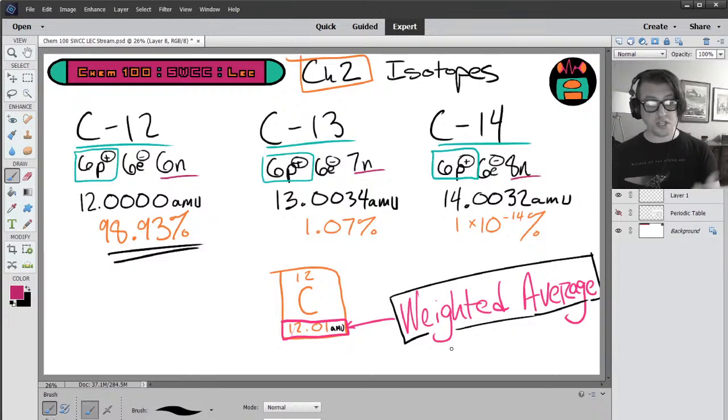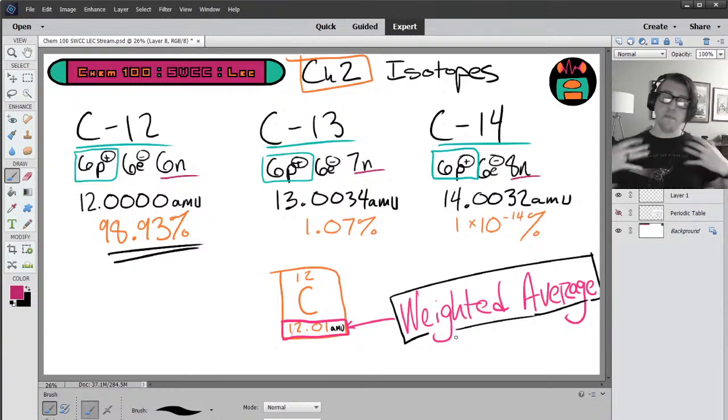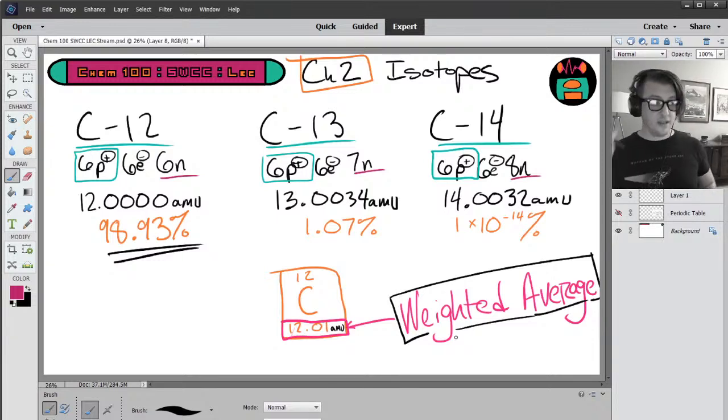But changing the number of neutrons in a nucleus doesn't change the chemical behavior of a compound. Changing the protons will, changing the electrons will, but changing the neutrons doesn't affect its chemical reactivity. And so even though there are different masses, they're all part of the same element because elemental identity is based on proton count. And these three isotopes have matching proton counts. All right.